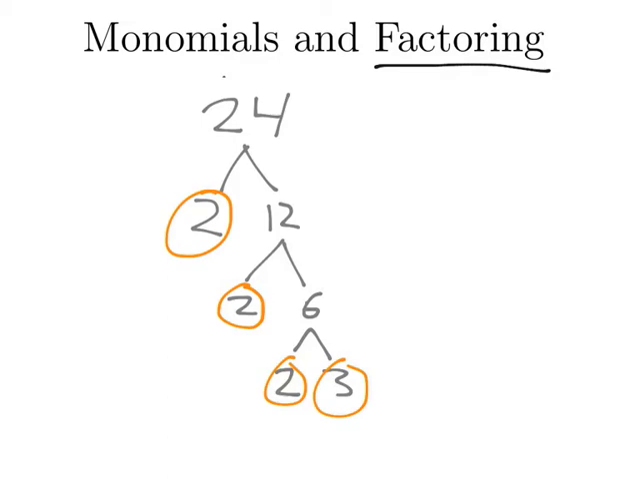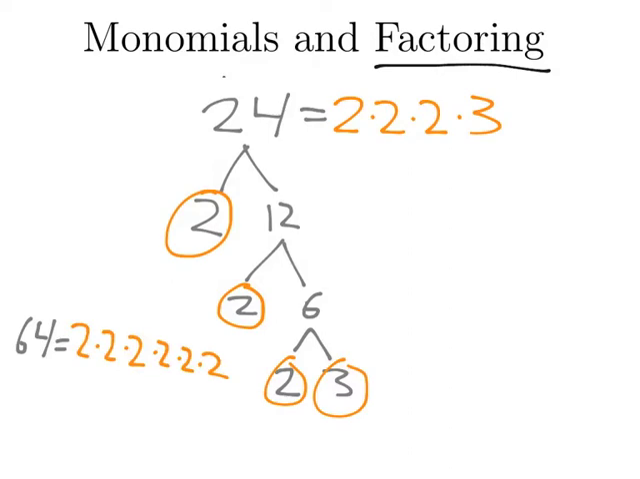We've gotten to the end of the tree, and we know that 24 is equal to 2 times 2 times 2 times 3. This is called the prime factorization. It's a prime factorization because all of these numbers are prime. Usually it's not written like this because this will take a very long time. For example, if you tried doing 64, the prime factorization would just look like a mess. So there's an easier way of doing things.